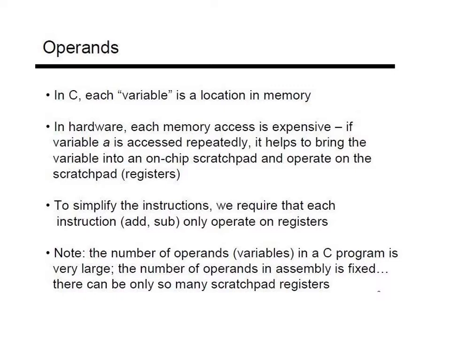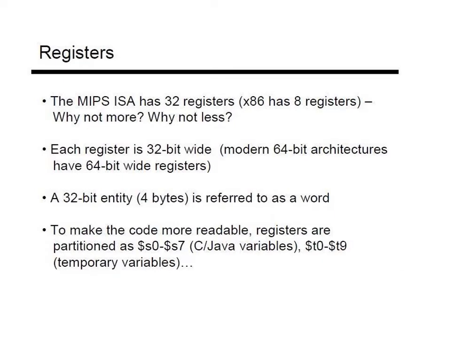Here the number of operands, that means variables, in a C program is very large. The number of operands in assembly is fixed. There can be only so many scratchpad registers. So let's know about the registers. The MIPS ISA, the instruction set architecture, has 32 registers, as you already know from the previous slide, and the x86 processor has 8 registers. Why not more, or why not less? So this is a question that arises here.